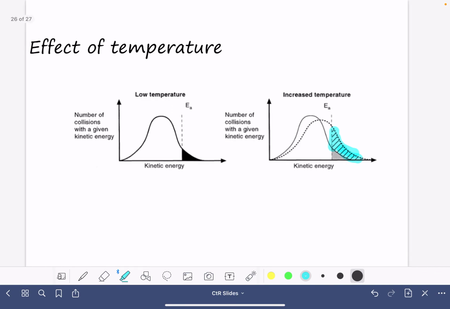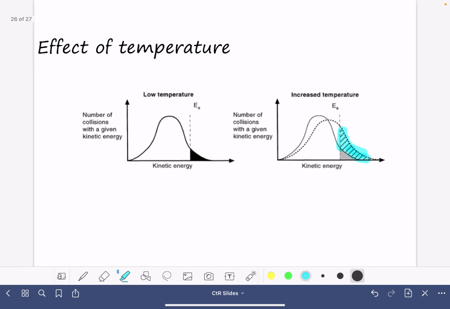So when we're at a higher temperature, many more collisions are successful because many more particles have a kinetic energy greater than or equal to the activation energy, i.e. they are moving fast enough to overcome the bonds in the reactant molecules.